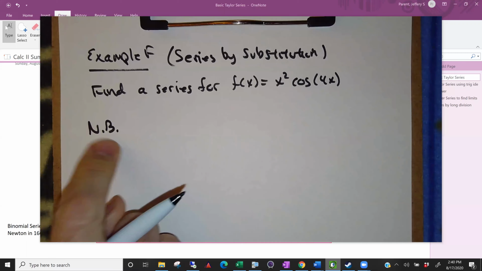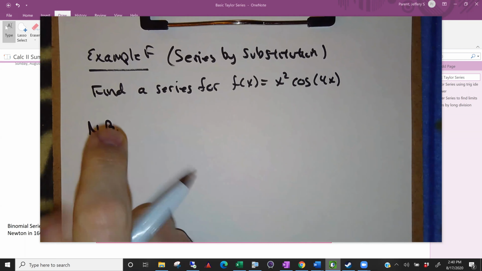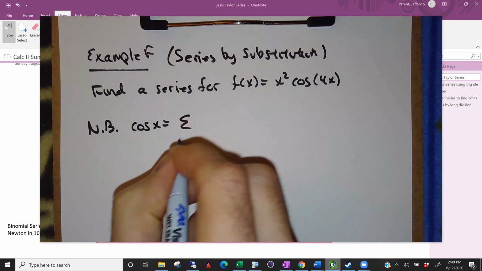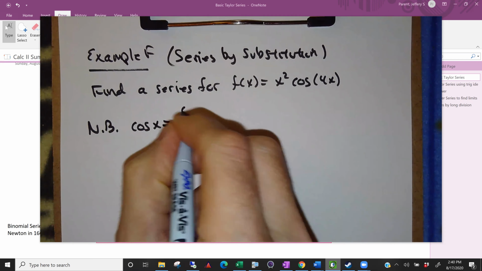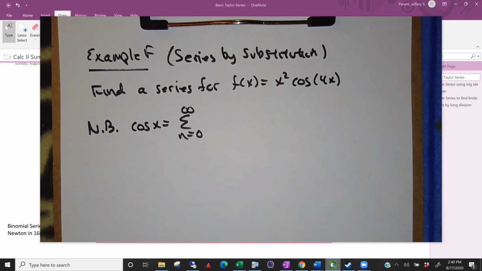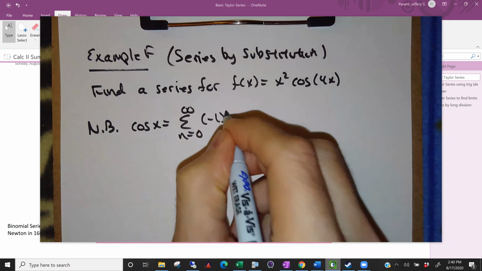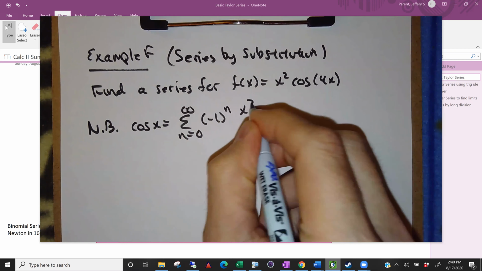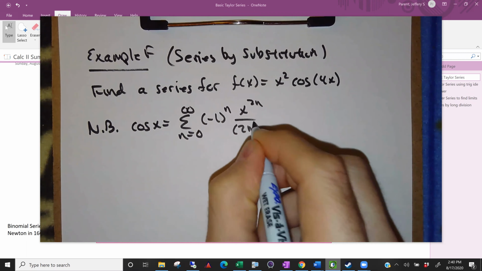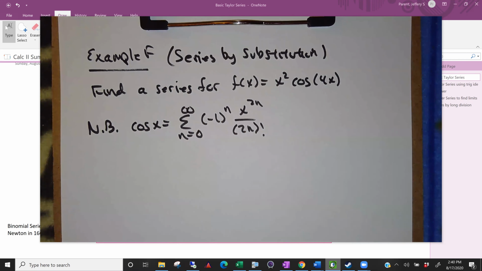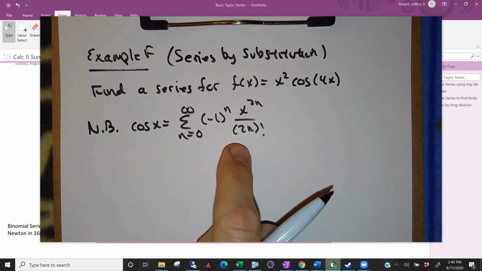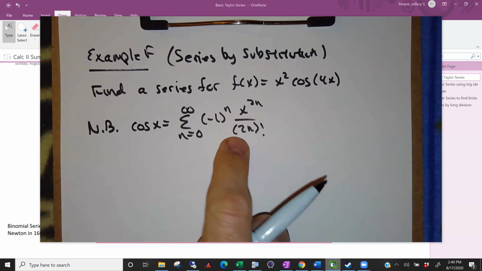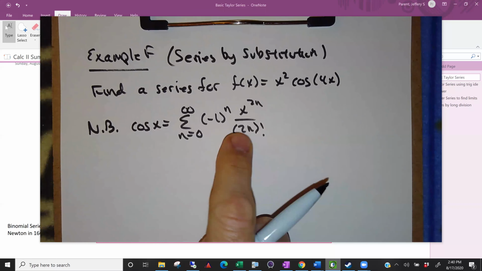NB stands for nota bene, or pay attention, note well. We'll start out with the series for the cosine of x, sum from n equals 0 to infinity. Now, cosine is an even function, so -1 to the n, x to the 2n over 2n factorial. In fact, if you integrated this, you would exactly get the series for the sine function.